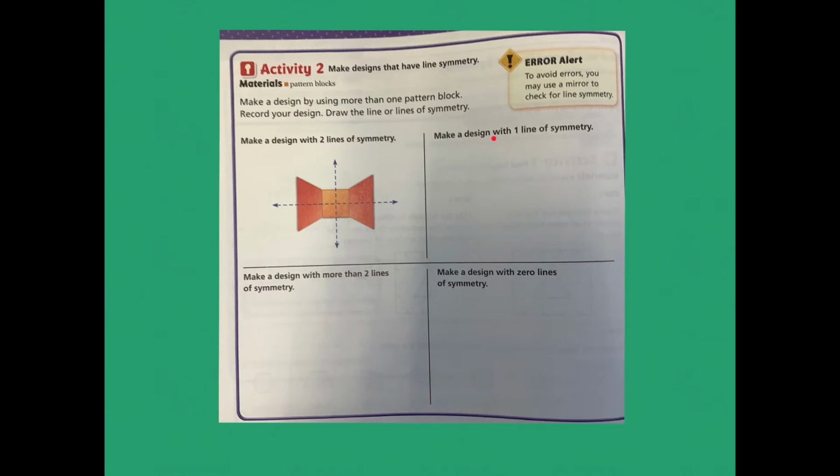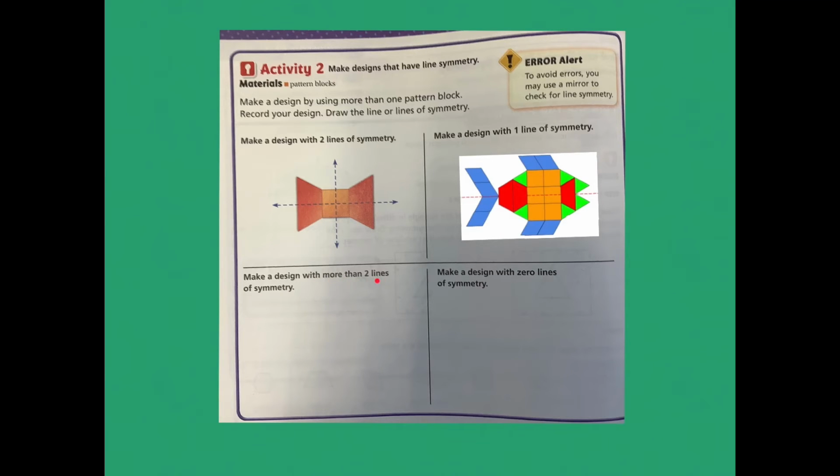What if they want us to make a design with 1 line of symmetry? I think I would use this configuration of pattern blocks. So I put all these pattern blocks together and I made a fish. And I have 1 line of symmetry here. If I fold this over here, it would match. But there's no other way I could fold this so it would match. So there's my example for 1 line of symmetry.